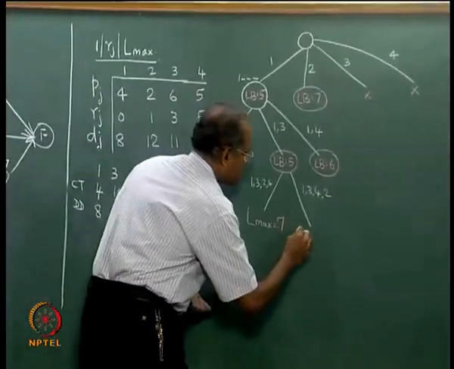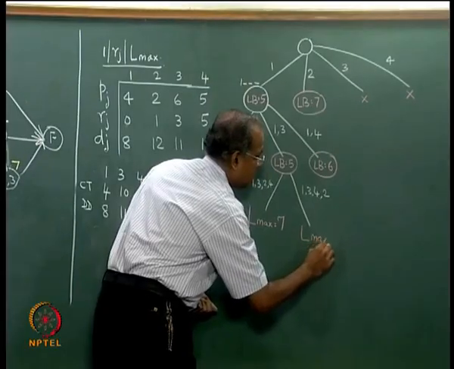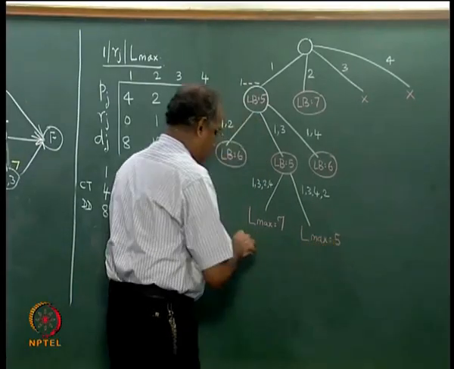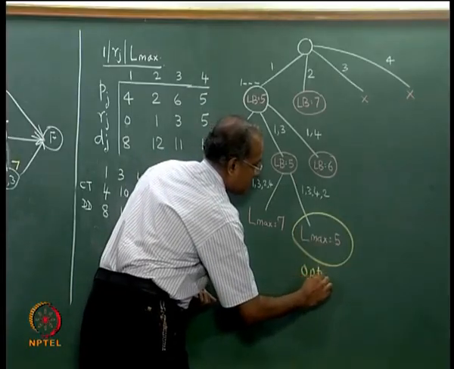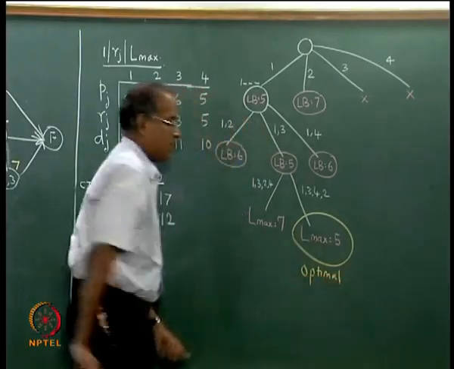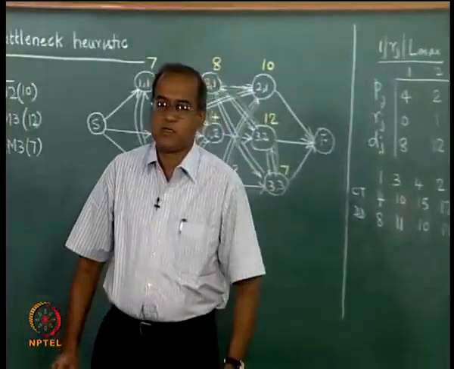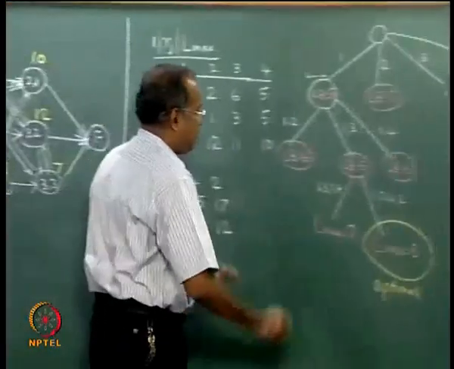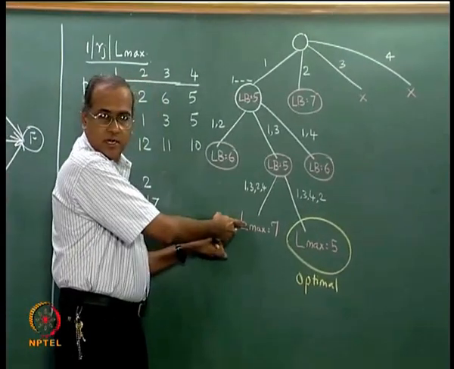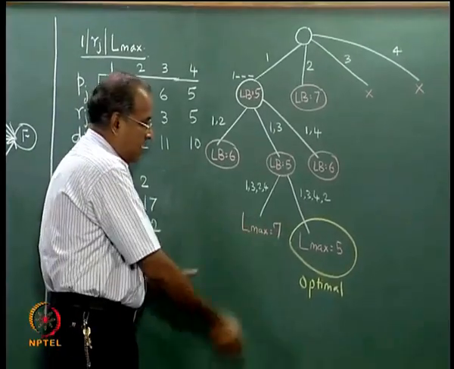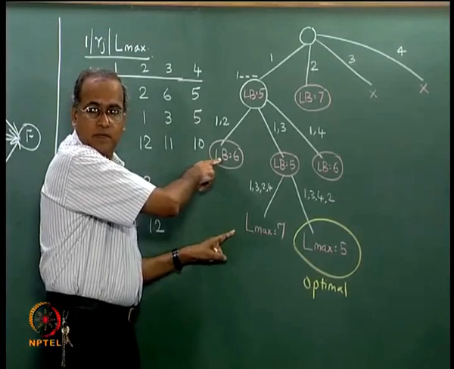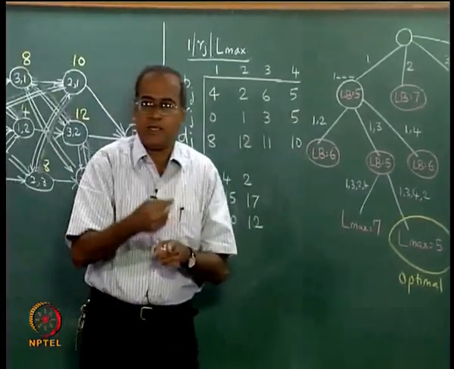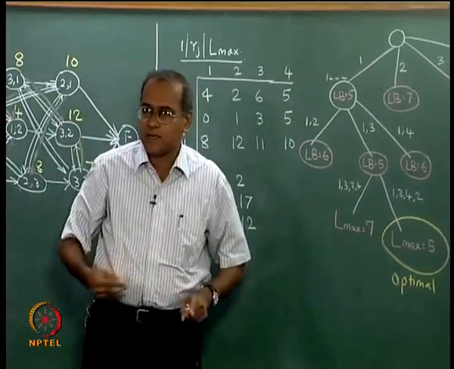So, we have L max equal to 5, and this is optimal, because with this 5 this node is fathomed by feasibility, we can't proceed, we have a feasible solution. This is fathomed by bound, we have already seen this idea in the branch and bound for flow shop sequencing.